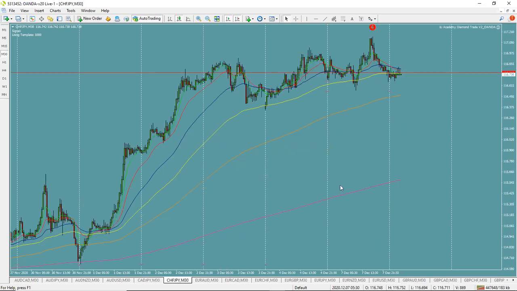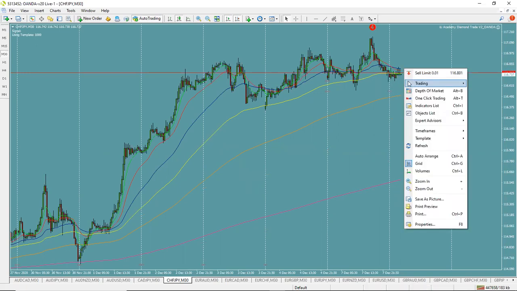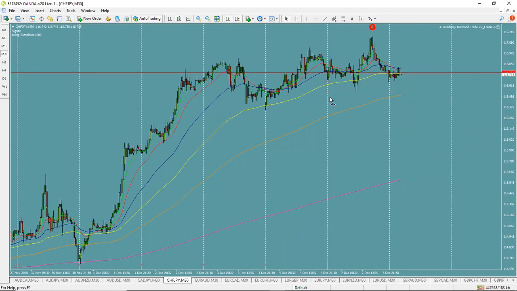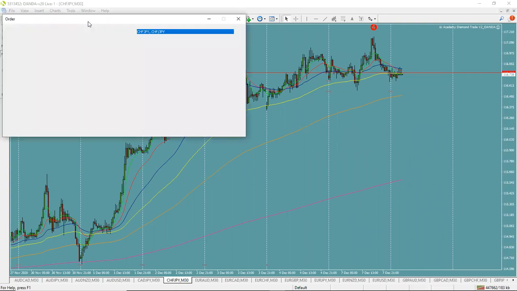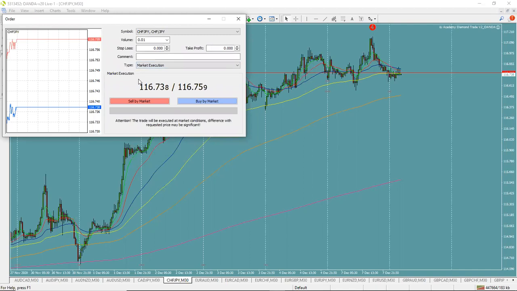Swiss yen, kind of the same thing. We're trading above our 720. We got a pullback today down below our 100. And so we could actually place our pending order to buy on our 50. You right click, go to trading, buy stop. If you have one-click trading set up, it's a very quick way to set up your trade instead of bringing up the dialog box and then having to type things in.